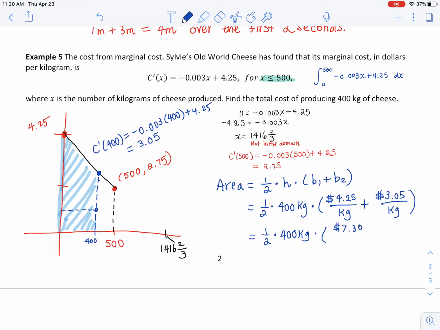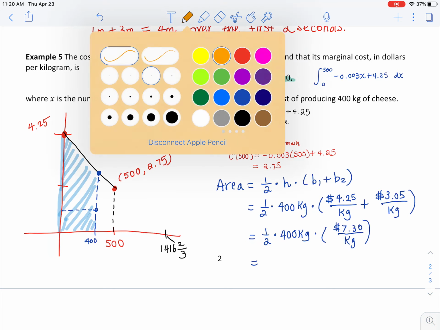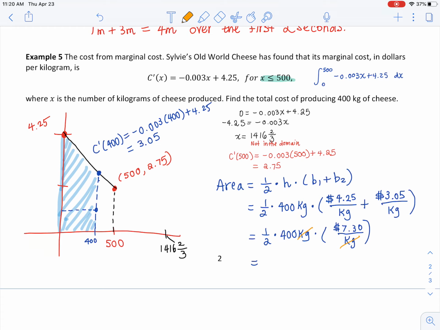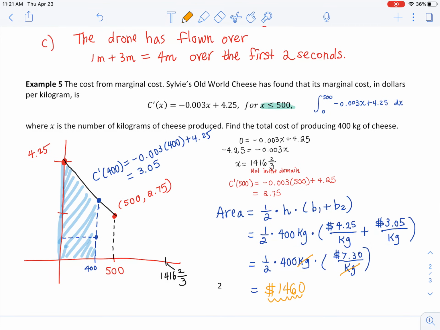And now, finally, let me first add base 1 plus base 2. So if I add 4.25 plus 3.05, I will get $7.30 per kilogram. And let's finally multiply. What unit cancels out? The kilogram cancels out, and the only unit that's left is dollars, right? So I'm going to say the answer is going to be in dollars. Half times 400 times 7.30. That's going to be $14.60.